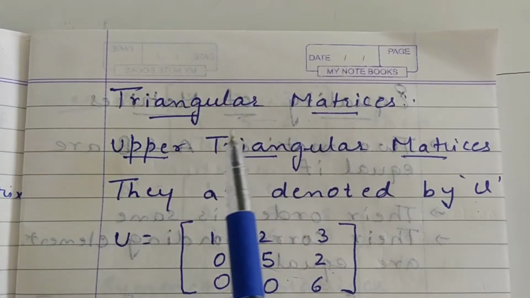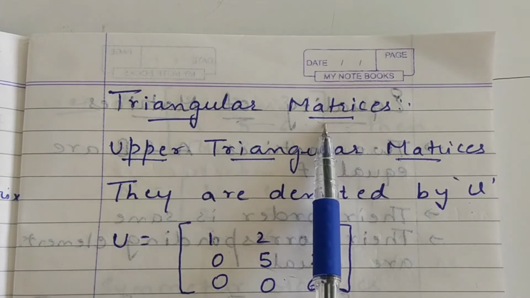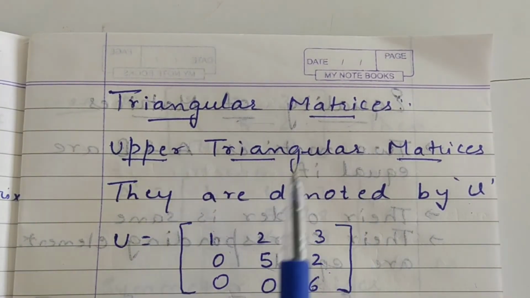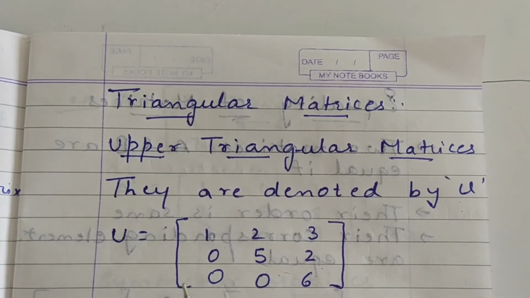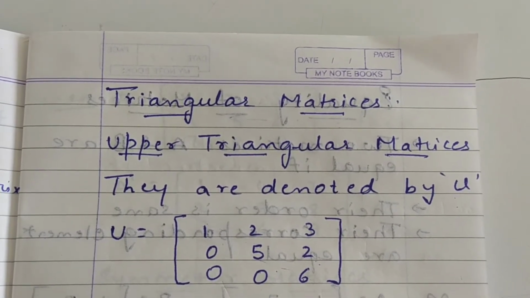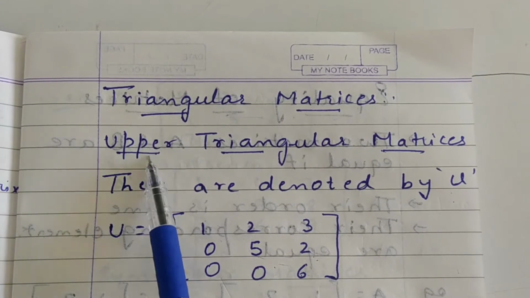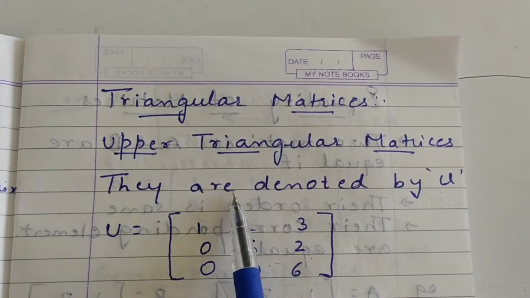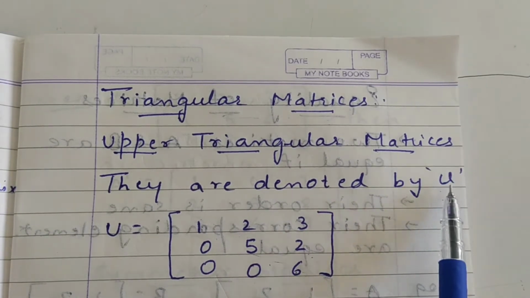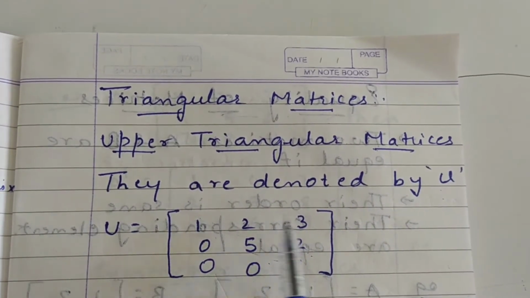Now let us see the next type, that is triangular matrices. Triangular matrices are of 2 types. The first is upper triangular matrix and the second is lower triangular matrix. So first let us see what is the upper triangular matrix. The upper triangular matrix is generally denoted by U, capital U. So here I have taken one example.